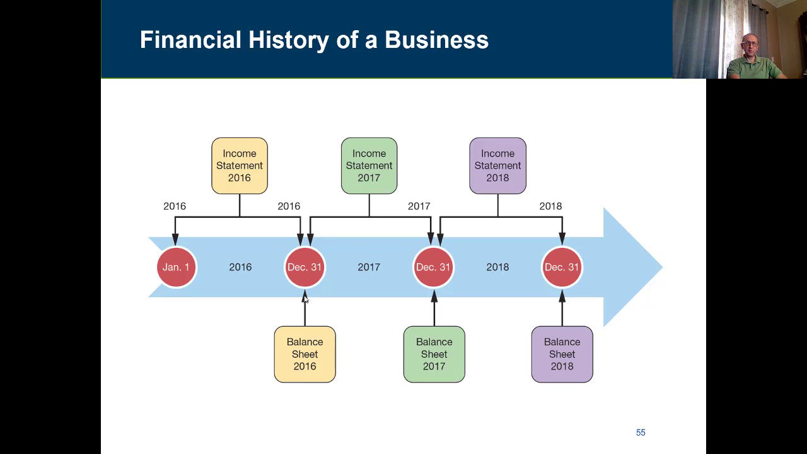But on December 31st, this is where we have the balance sheet prepared. So you can see that balance sheets are prepared on one day, or they cover one day, but the income statements cover a period. So each one of these periods would show the performance of the business, and we show the balance sheet, which is the assets, liabilities, and the equity of the business, on the last day of the period.